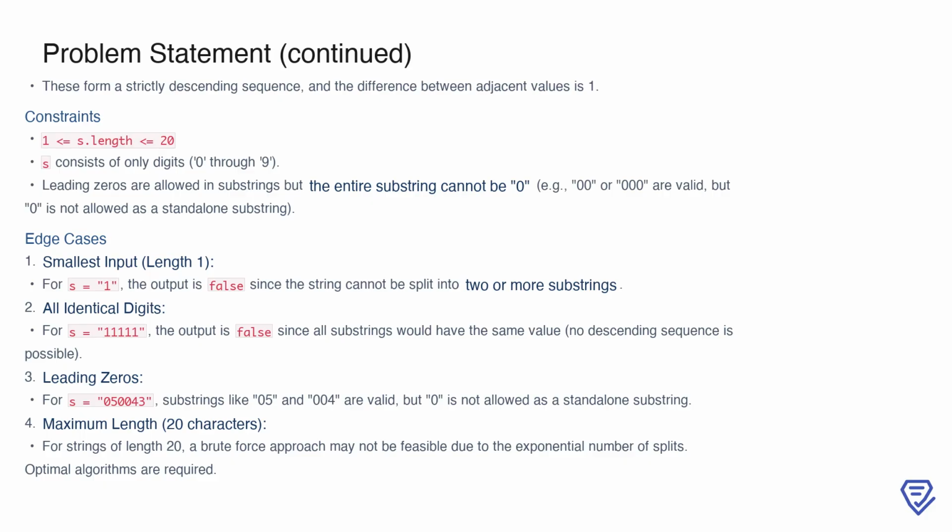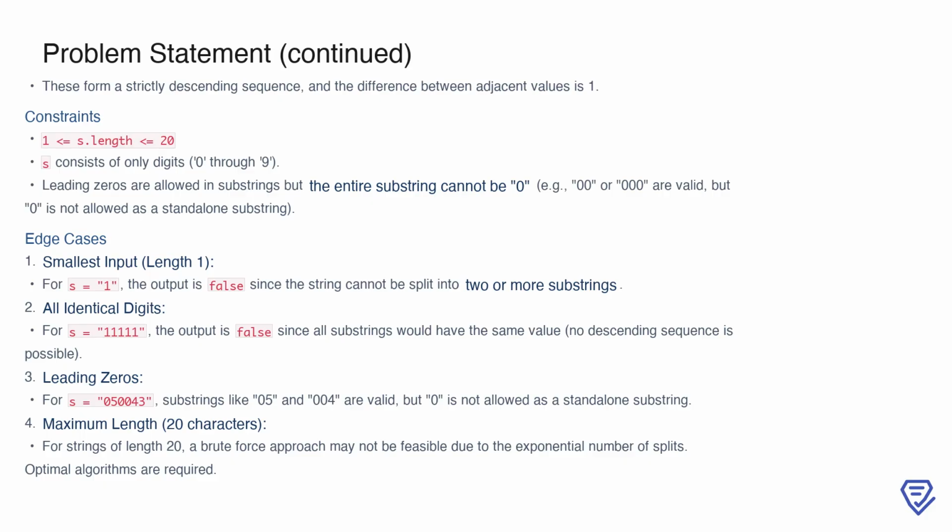For edge cases, if the string has only one character, such as S equals 1, the output is false because it cannot be split into two or more substrings. For a string with all identical digits, like S equals 11111, the output is also false, since no descending sequence can be formed. When substrings have leading zeros, such as in S equals 050043, they are valid as long as the numerical value is meaningful. Lastly, for strings of maximum length, a brute force approach becomes computationally expensive, so an efficient algorithm is essential to solve the problem.